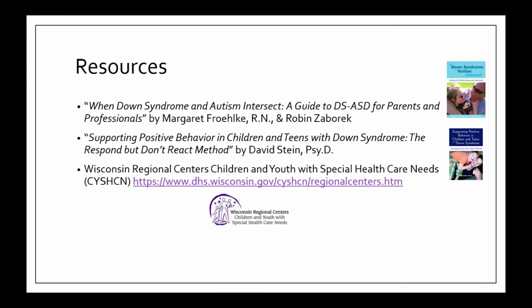The second resource is Supporting Positive Behavior in Children and Teens with Down Syndrome. And this book is written in general for individuals with Down syndrome and how to support more positive behavior. How do we intervene on some of the more challenging aspects of behavior? And then finally, the Wisconsin Regional Centers for Children and Youth with Special Healthcare Needs is a great first step. So if you're considering whether or not an evaluation is appropriate for your child, the regional centers can help direct you to resources within your community, as well as if you're seeking additional treatment resources or family support groups. This is a resource available to people throughout Wisconsin.